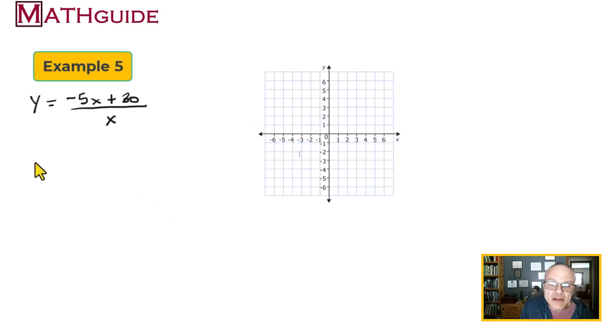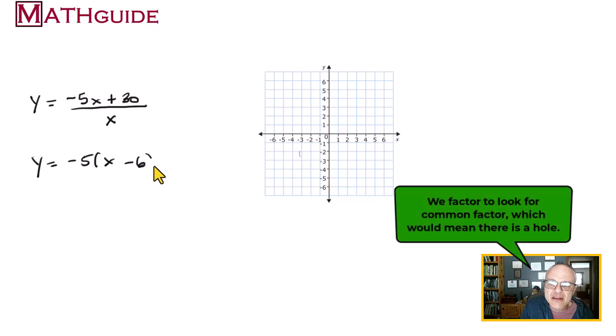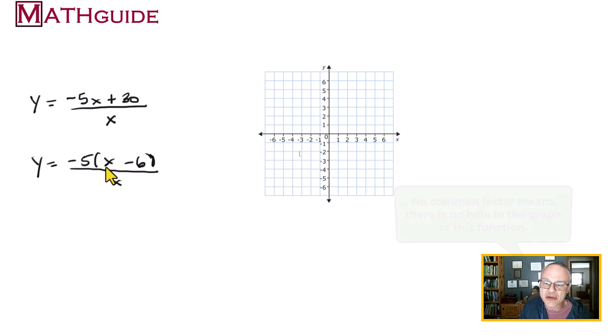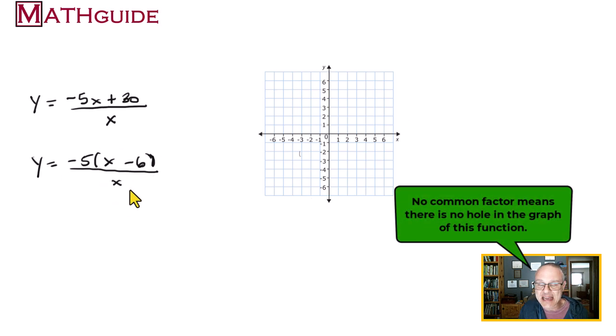Next problem. All right, another example. Well, I'm going to factor that numerator. You could factor out a -5, and you get this. And the denominator is that. Boy, that's a little wonky. But anyway, you get this, right? So are there any common factors? Nope. X minus 6 is not the same thing as x, so this means there's no hole.